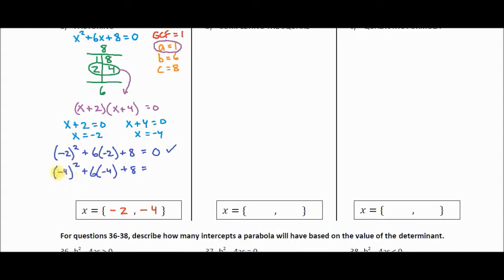And then we've got negative 4 squared is 16. Minus 24. 16 minus 24 is negative 8. Plus 8 is 0. Again, use your calculator for that, but you verify both of those are correct. Now you know that every other answer has to be negative 2, negative 4.